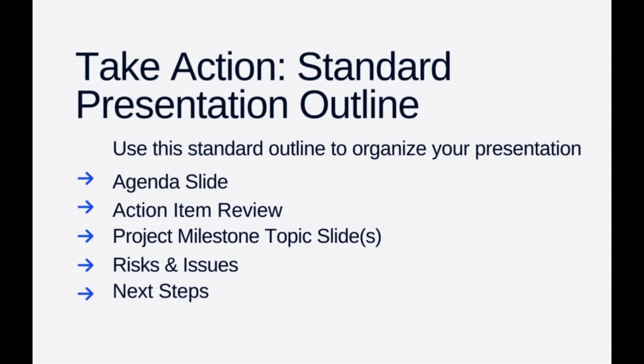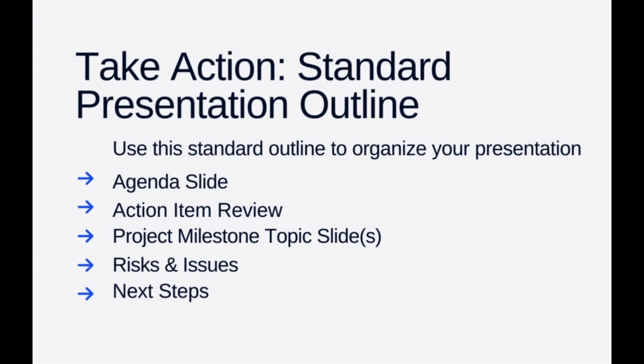The use case that we're using today is a project status meeting that a project manager would be giving to a customer. Depending on the other audiences that you might be presenting to, the outline could be a little bit different. But going with the example of providing status updates to a customer, you want to have a standard outline that has an agenda slide. You review previous action items that came up from the last meeting. You have very discrete and specific project milestone topic slides.